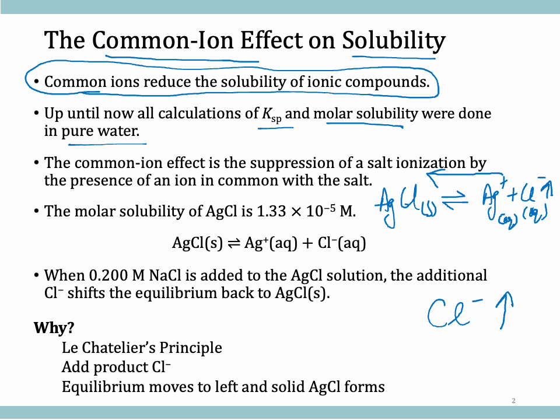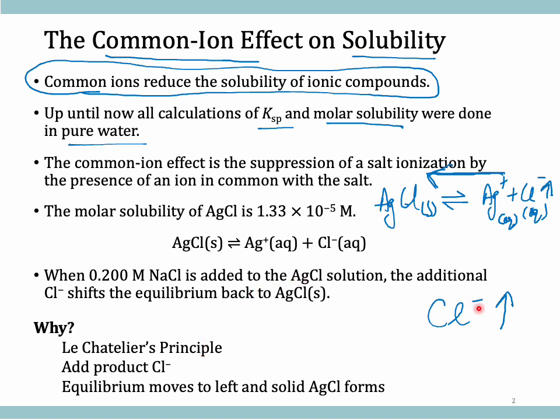If a common ion is present, the equilibrium shifts towards the left. When the equilibrium shifts towards the right, that means the compound is becoming more soluble, going from solid to aqueous. But when it goes in reverse, that means it decreases the solubility. And that is the common ion effect. And why is this occurring? This is occurring because of Le Chatelier's principle.